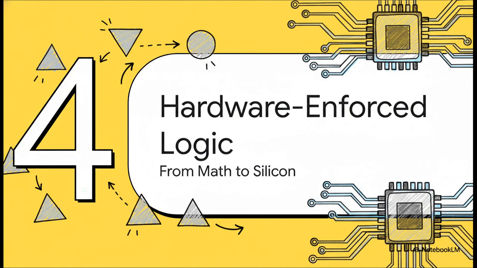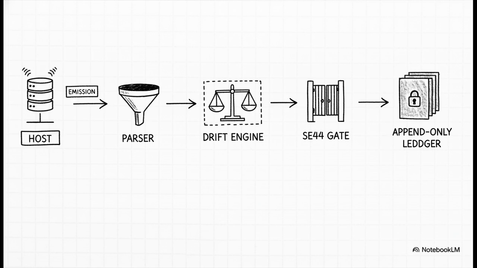Okay, so we've covered the theory and the math. But for any architect, the question that always comes next is, that's great, but how do you actually build it? So let's look at how these abstract ideas get translated from a formula into real physical hardware. What you're looking at here is the high-level schematic, the data path designed to be implemented on an FPGA.